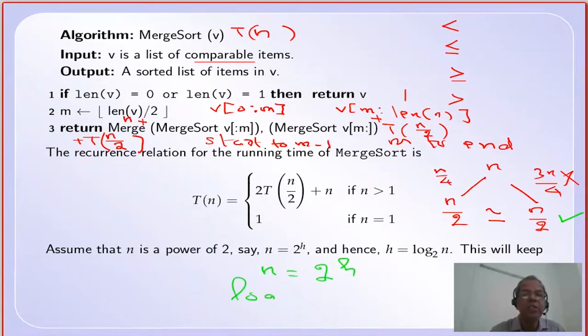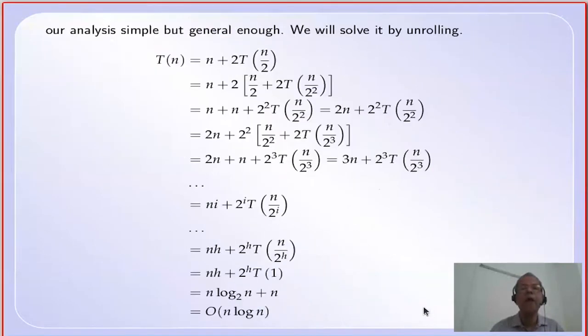Take log on both sides. Log n to the base 2 is equal to h. Okay. T of n is equal to n plus 2 times T of n by 2. Unroll it once. It will be n by 2 plus 2 times T of n by 2 squared.